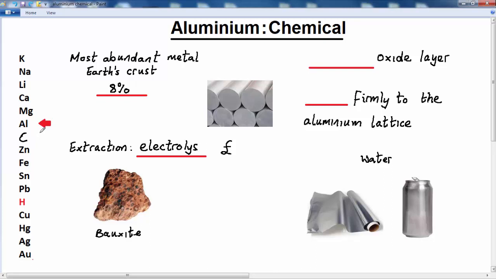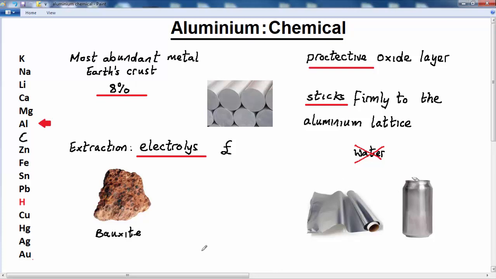So although aluminium is quite high up in the reactivity series, when it reacts with oxygen and air, it forms a protective oxide layer which adheres quite strongly to the aluminium lattice. So it sticks firmly to the aluminium lattice, and this oxide layer renders it unreactive with water. You would expect it to react with water being this high up, but because of this oxide layer it doesn't. So it won't react with water, which is good, and that makes aluminium very useful, for example, for storing food or for food packaging and for construction in general.